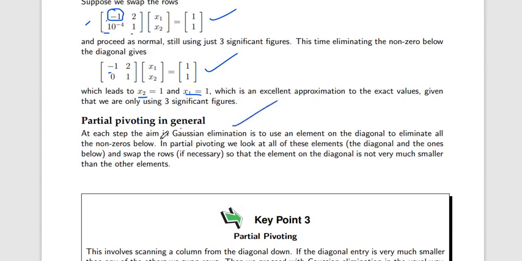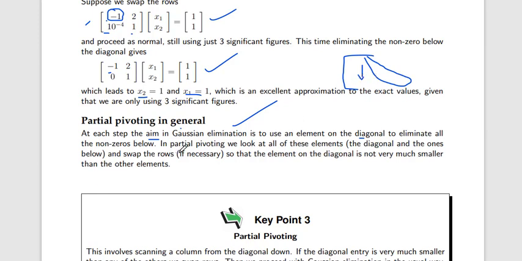So in general, at each step the aim in Gaussian elimination is to use an element on the diagonal to eliminate all the non-zero elements below. Okay, what will we do in Gaussian elimination? Below the diagonal element we will transform the elements into 0, or transform this matrix into an upper triangular matrix.